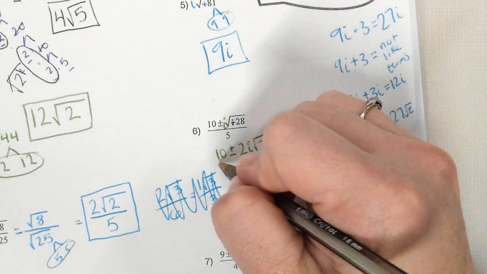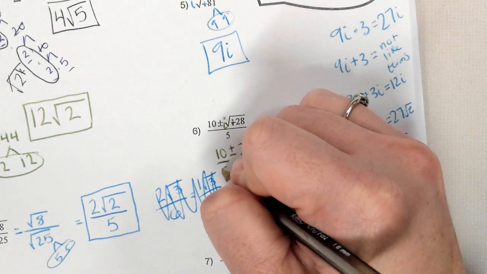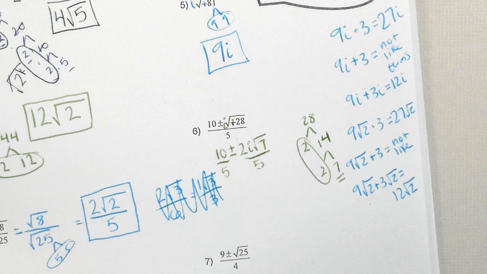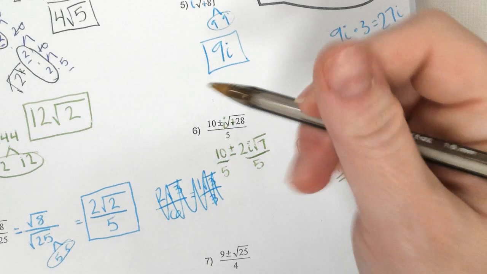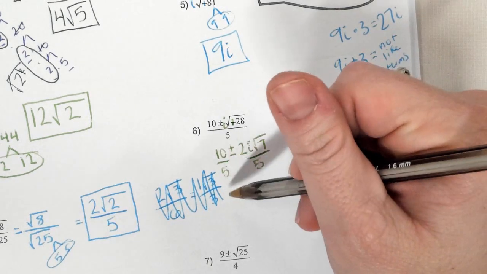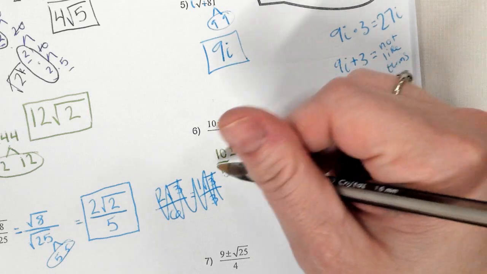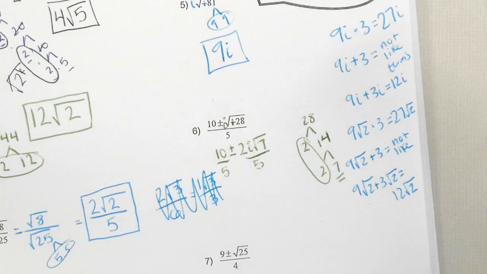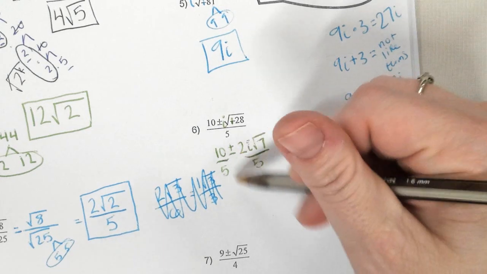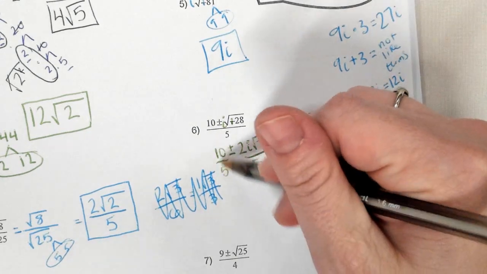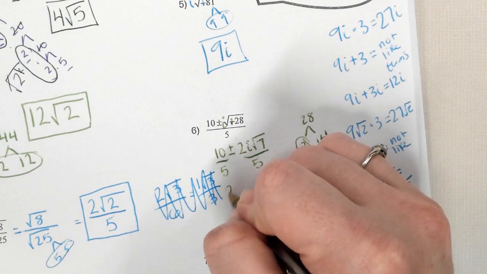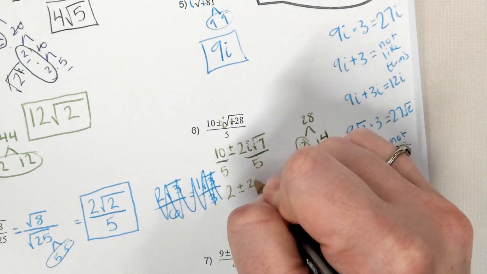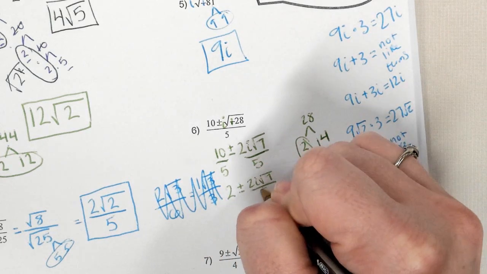Now, I'm going to separate my denominator. Why do you think I'm going to do that? Yeah, because doesn't 10 over 5 simplify? Now, what if I had a 7 on top? Would I need to separate? No, because nothing would simplify, so is it worth separating? No, but when something simplifies, you have to simplify it. So what's 10 divided by 5? 2. So I get 2 plus or minus 2i square root of 7 over 5.